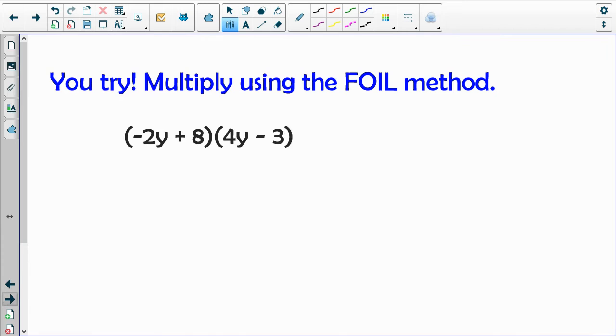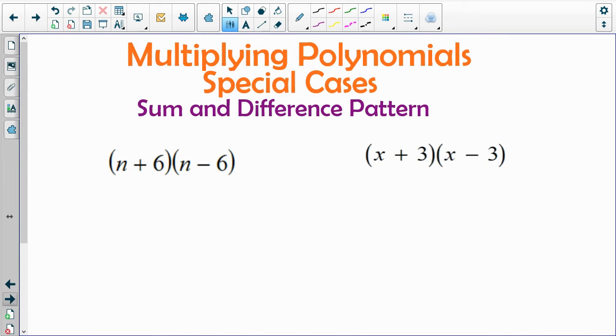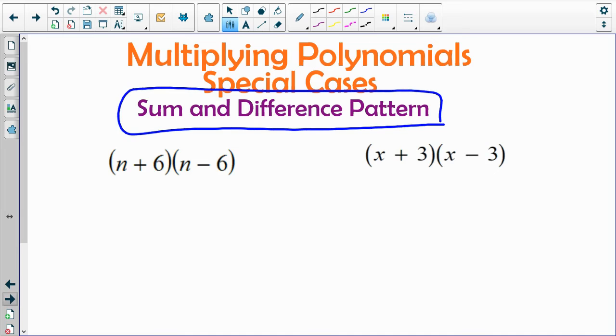Okay, let's look at some special cases. Will you write down next, please, sum and difference pattern? These are some special types of binomials that kind of follow a pattern every time we do them. So they've become a special case. Sum and difference. What does sum mean? Add. What does difference mean? Subtract. So will you write down this first example?